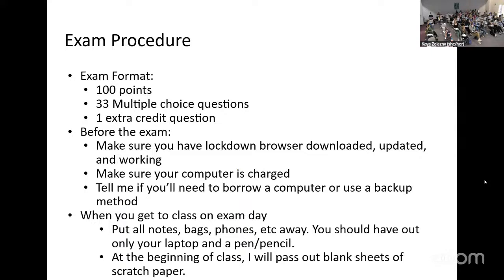Our exam, which we'll have the end of next week. Format pretty simple. It's 100 points total. 33 multiple choice questions, an extra credit question on there. So you want to make sure before the exam that your lockdown browser is working and your computer is charged. If you have a problem with either of those things, let me know, and I will make sure we have a laptop cart here or an alternate exam format as a backup.